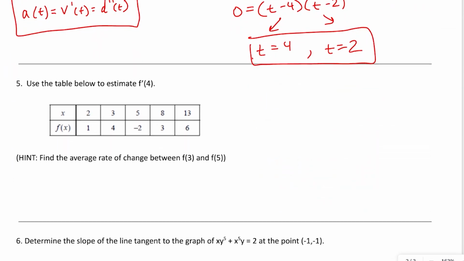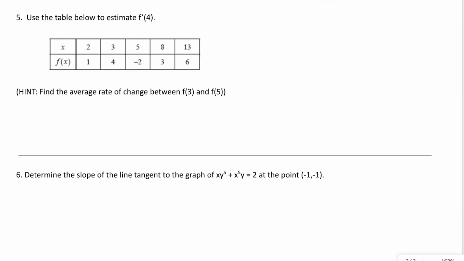Number 5 says use the table below to estimate f prime of 4. So notice 4 is not given, and actually no derivative values are given here. But what I want you to understand is that the average rate of change is simply the slope between these two values, and that's how we can estimate f prime of 4. Like if you're imagining these are points on a graph, right? And we look at these 2 points in particular. We've got a point at (3, 4), and a point at (5, negative 2).